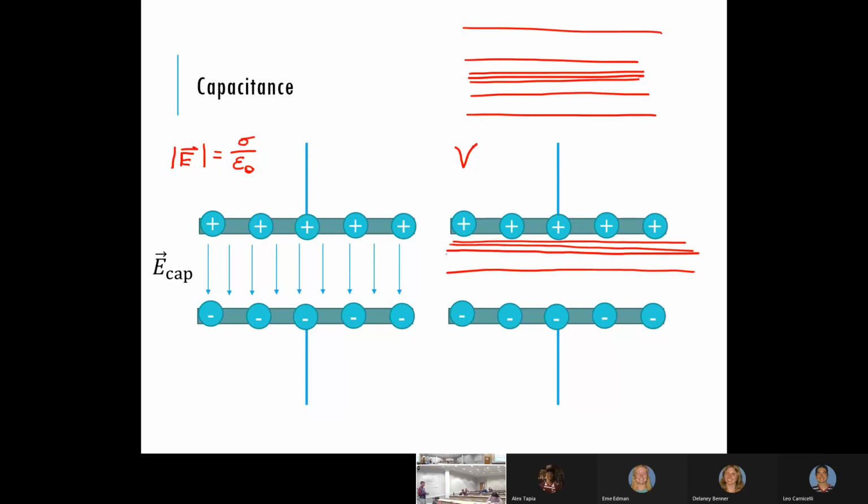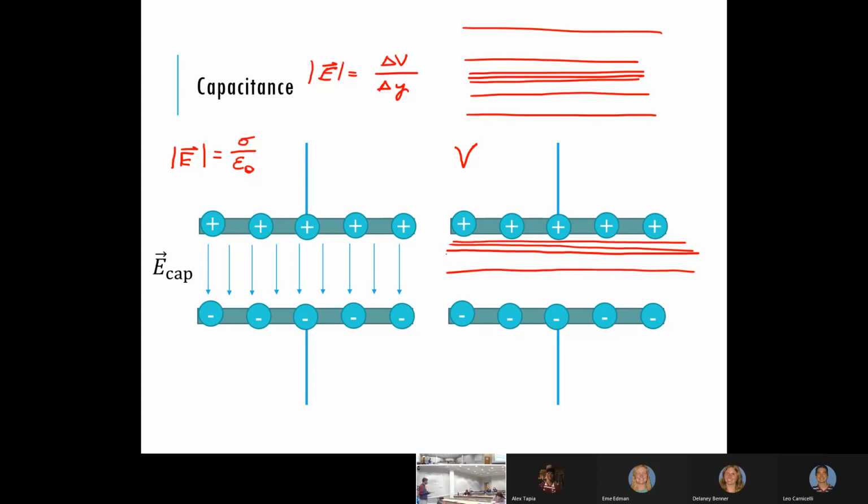The change in electric potential as you move some distance. We said the magnitude of the electric field is the change in the electric potential as we change distance. I'll use y here. Otherwise known as the slope. The slope of the electric potential gives us the magnitude of the electric field.